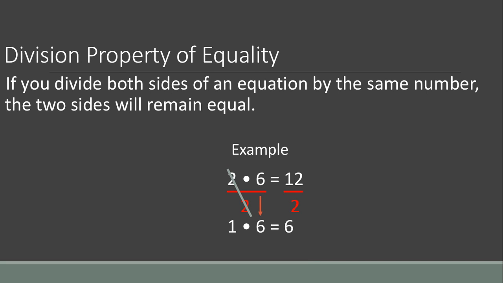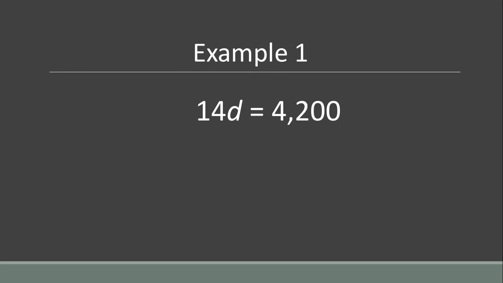and the 6 comes down, the equal sign comes down, and I know that 12 divided by 2 is also 6. So when I look on the left-hand side of my equation, I have 1 times 6, which is 6. So here I have 6 is equal to 6. They are equal on both sides when I divided both sides by 2. So we can use this property to solve equations that start off as multiplication.